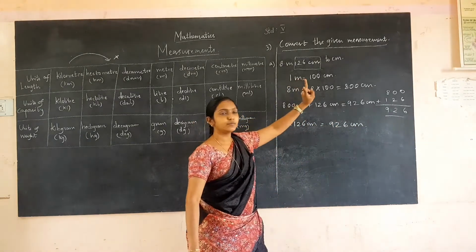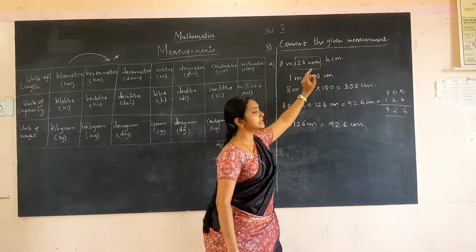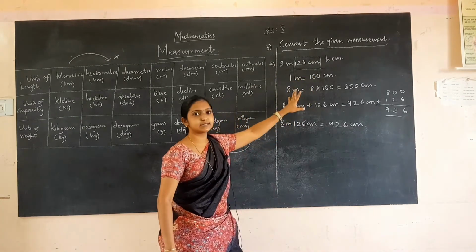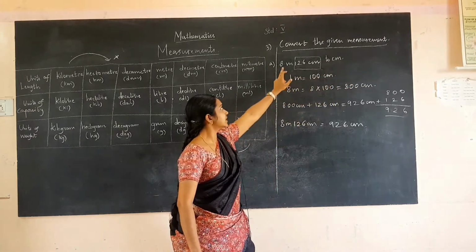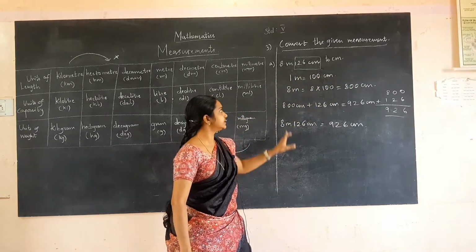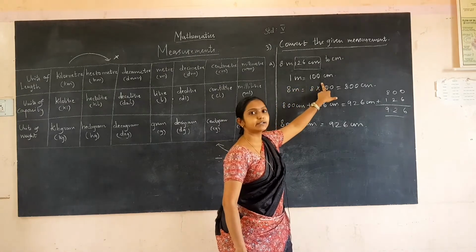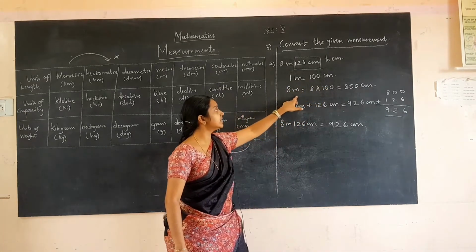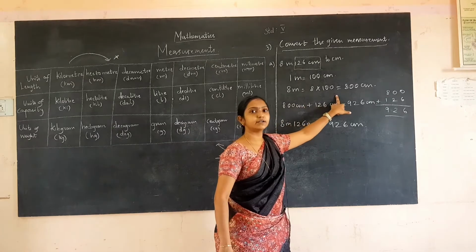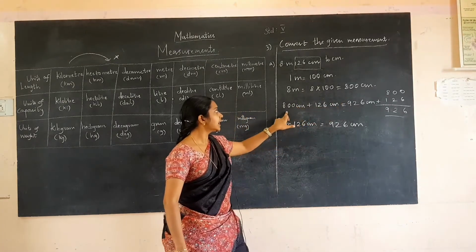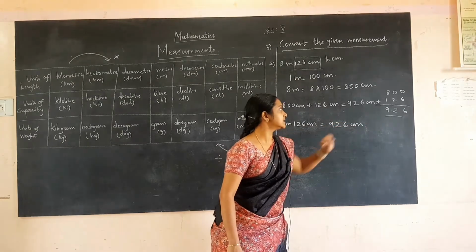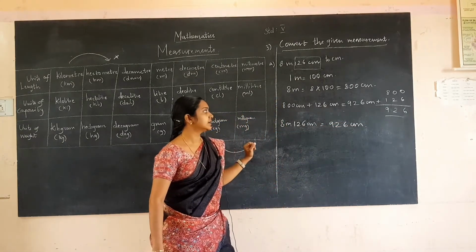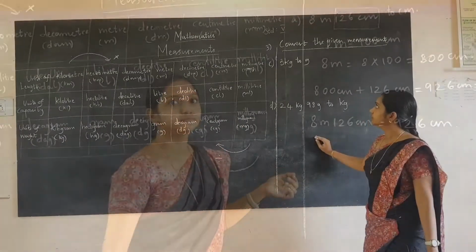We are having two measurements, meter and centimeter. Keep the centimeter as it is because we are asked to convert to centimeter only. We are going to convert meter to centimeter. 1 meter equal to 100 centimeter. Then for 8 meter we have to multiply 8 with 100. So it is 800. Add 800 and 126, that is 926 centimeter. So we have converted into centimeter.